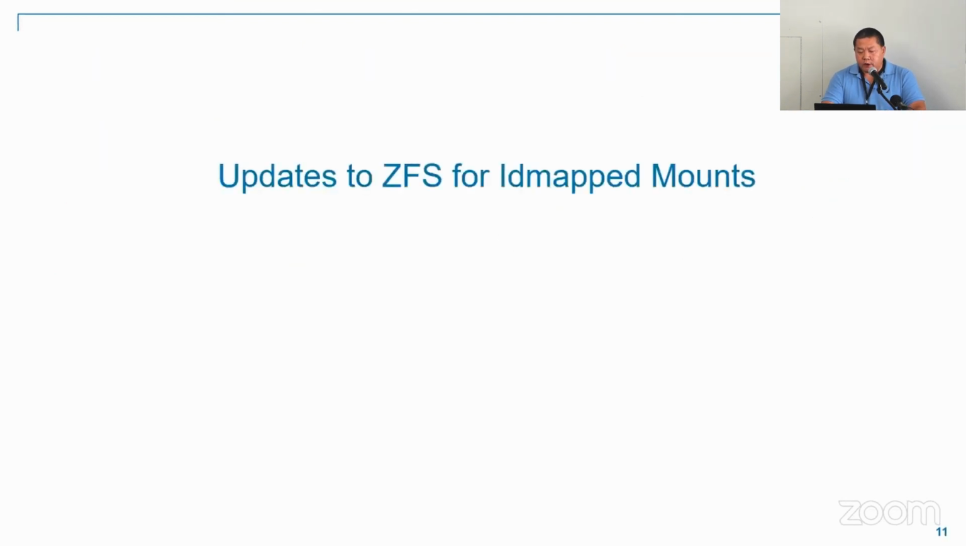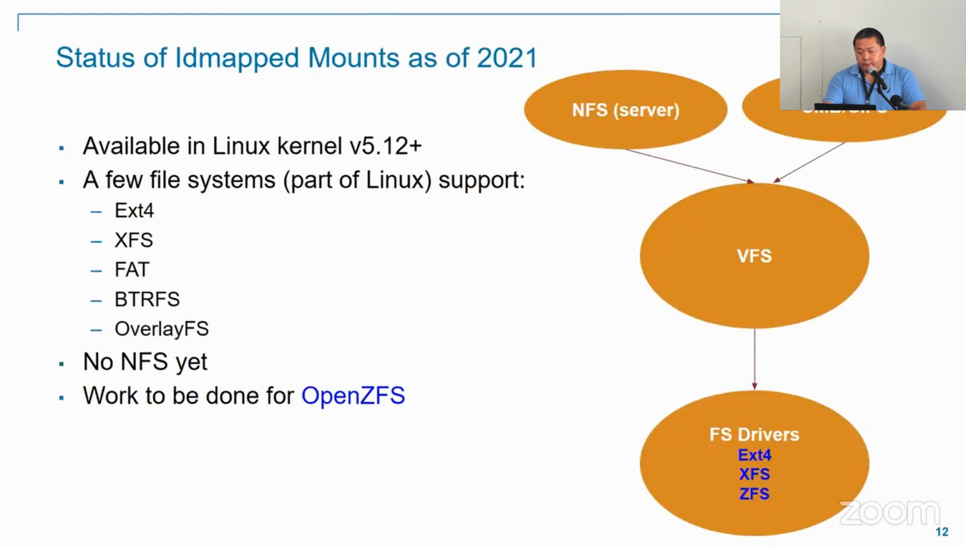Next I'm going to talk about the updates I have done to the ID map mount feature. I've gone through three basic iterations. First is the status of ID map as of 2021. It was ready in the 5.12 kernel. At that time, it was available in ext4, ZFS, and some other file systems, but no NFS server support, so no OpenZFS support.